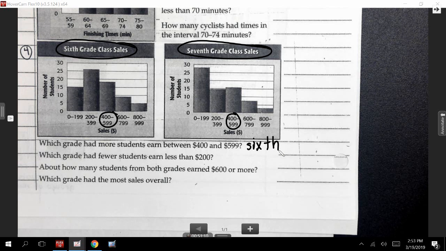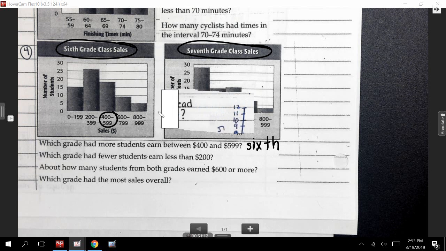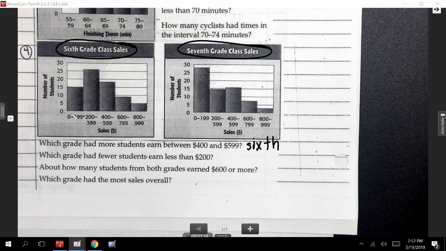So this is going to be 6th grade. All right. Which grade had fewer students earn less than 200? So that's going to be that 0 to 99. That's less than 200. Which grade had fewer students in that column, Joelle? 6th grade. 6th grade again. So we can see that one's the smaller one. So 6th grade.